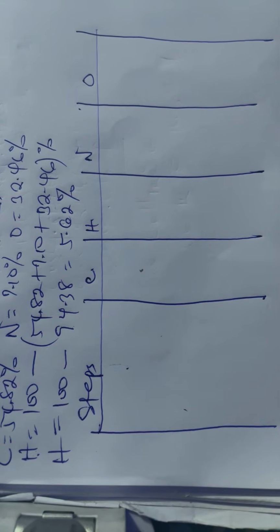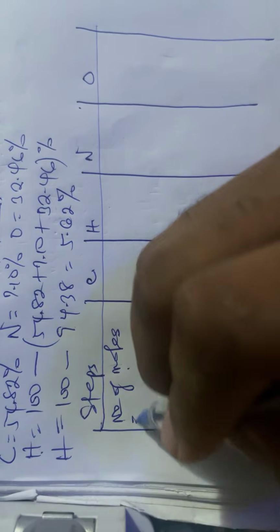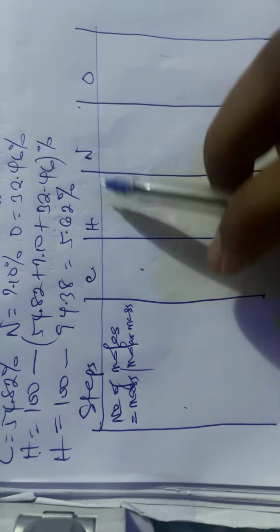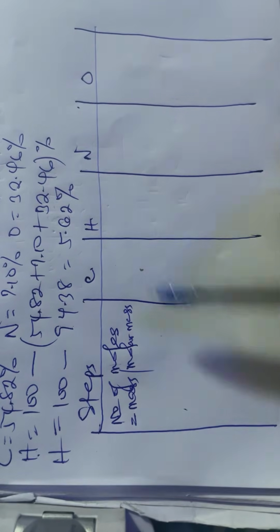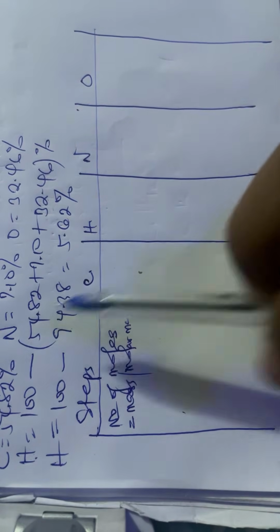Now what are the steps? The first step is to calculate the number of moles. The formula for number of moles is mass over molar mass. Calculate the number of moles of each of these elements. I told you that this percentage by mass is the same thing as the normal mass, even if it's not expressed in grams. You don't have to convert anything, just take the exact values as they are.